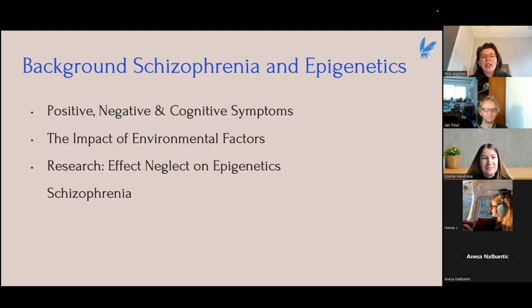So schizophrenia is a complex disease which can be categorized in three main symptoms. First off, positive symptoms, which contain hallucinations, but also delusions. Also negative symptoms, which are mostly depression-like symptoms, such as lack of motivation, but also lack of expression of emotions. And also cognitive symptoms, which are memory-related problems and also concentration problems.